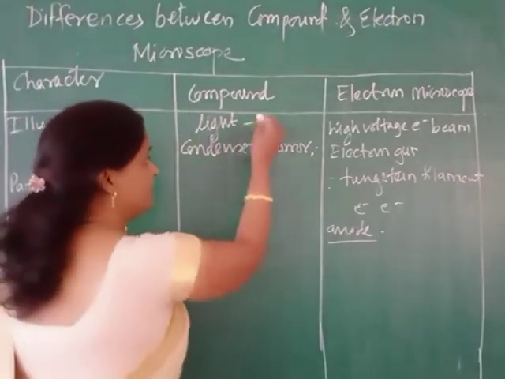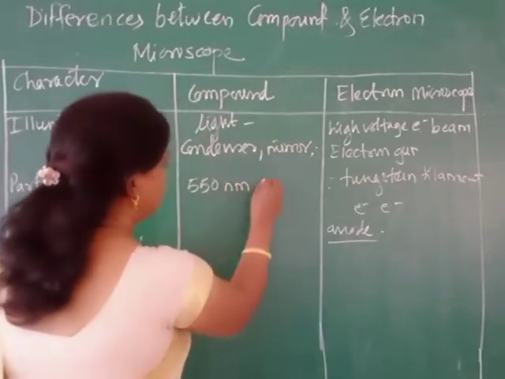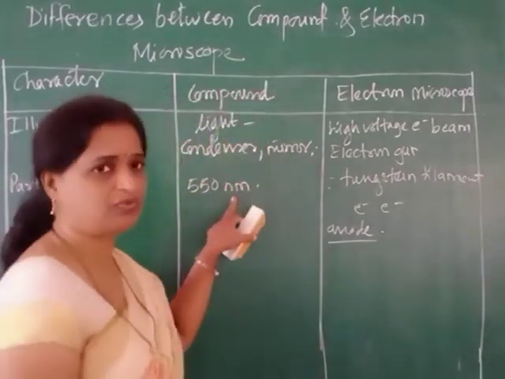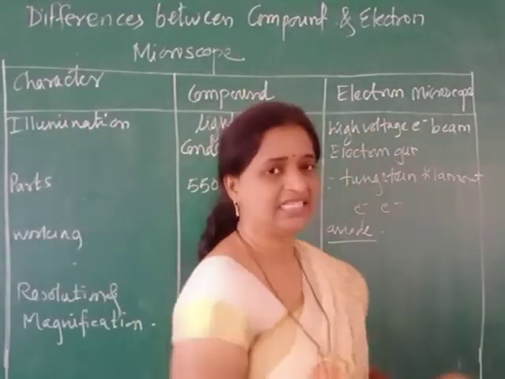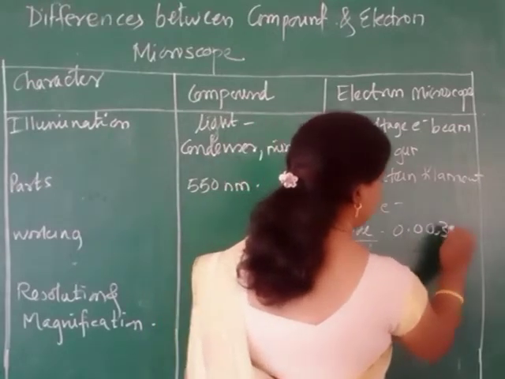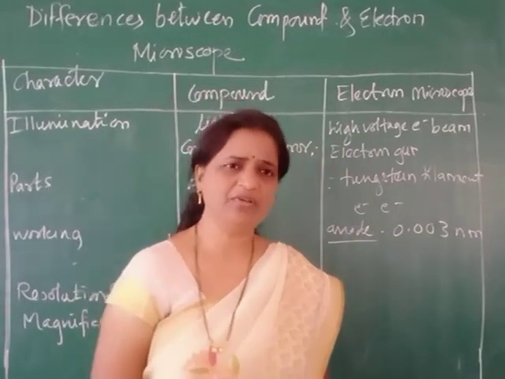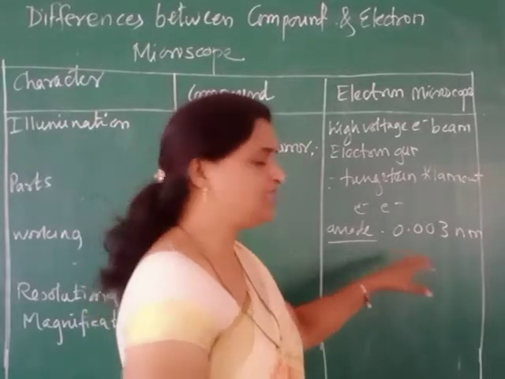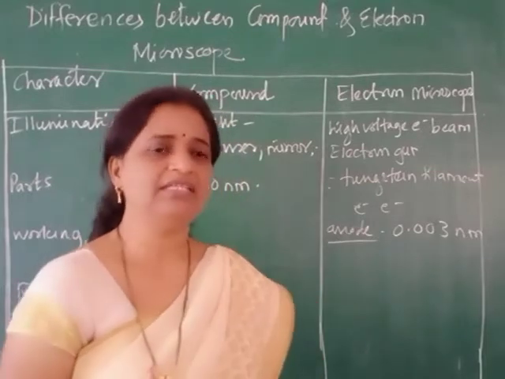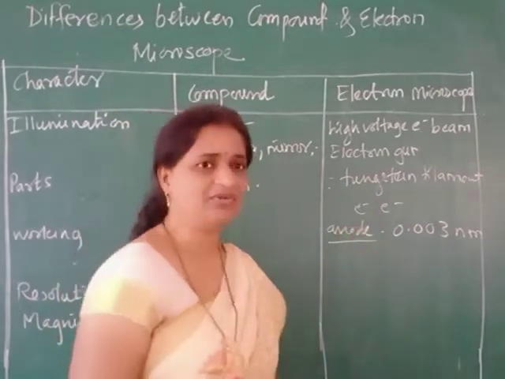What is that? Here the light beam used for the illumination has wavelength of about 550 nanometer. That is the wavelength of light used for the illumination. In this particular case, electron beam has wavelength of about 0.003 nanometer. That is the shortest wavelength present. In case of electron beam, very short wavelength is there, and that shortest wavelength of electron beam is used as a medium of illumination.